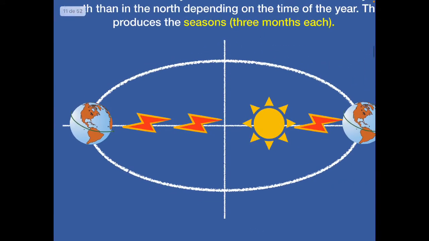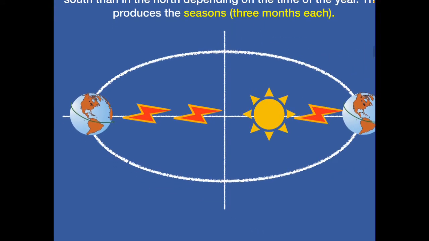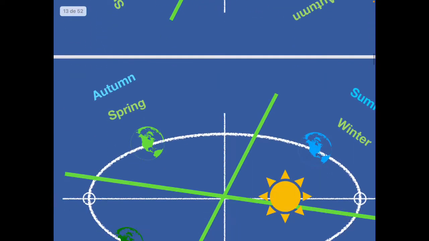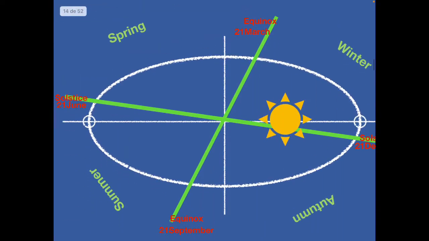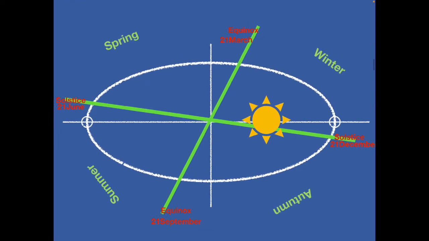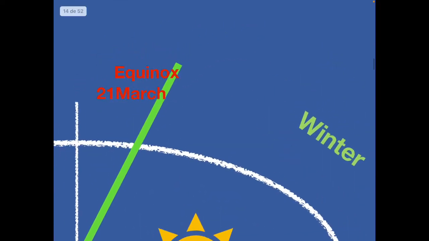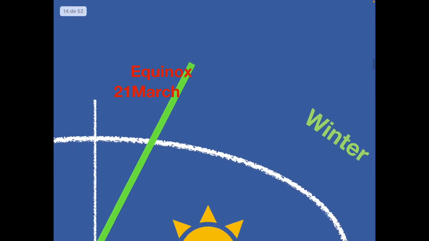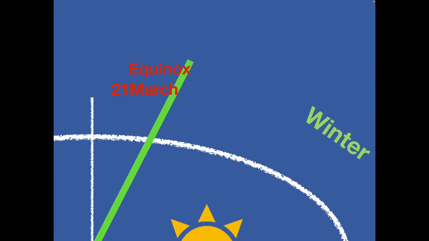We are going to be receiving the most amount of sunlight depending on the position in the orbit of the Earth. So, in which days do we change these seasons? Well, if we start here in winter, we're going to have our first change of season the 21st of March, and that is going to be an equinox.